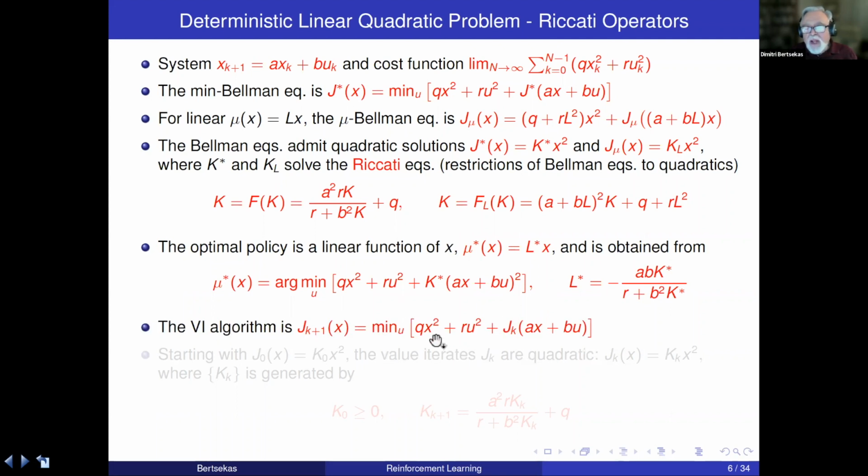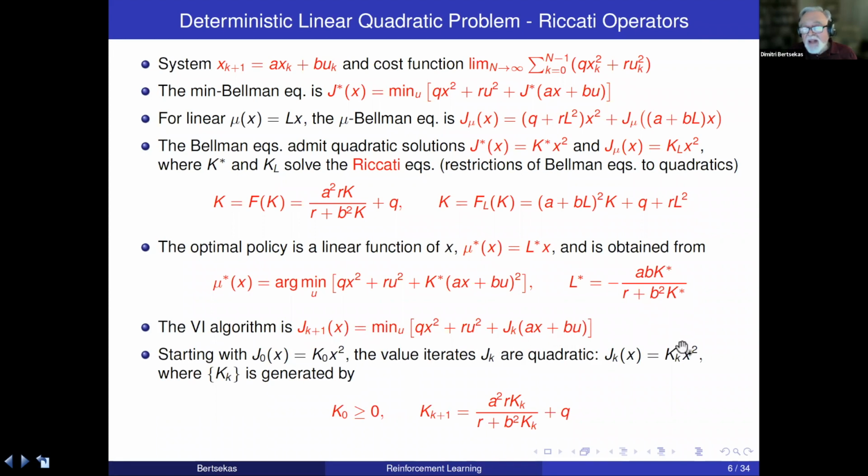Also, the value iteration algorithm is obtained by repeated applications of the Bellman operator or the Riccati operator, by factoring out the x squared terms. If you start with a quadratic cost function, a quadratic initial condition for value iteration, you are going to obtain iterates that are quadratic of this form. And the sequence of these K's is given by this formula here. Notice the resemblance here. It all comes out very easily from elementary calculations.